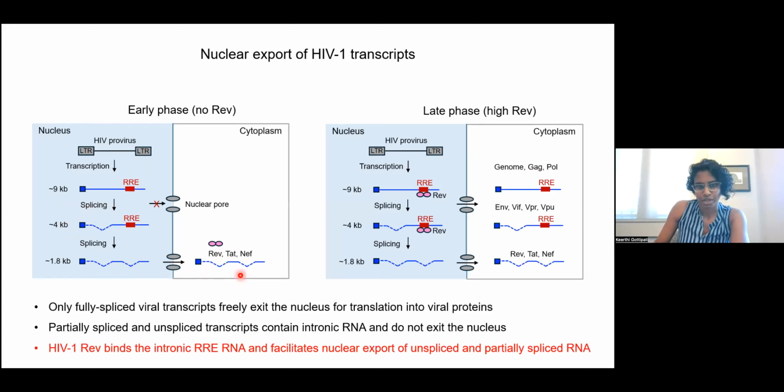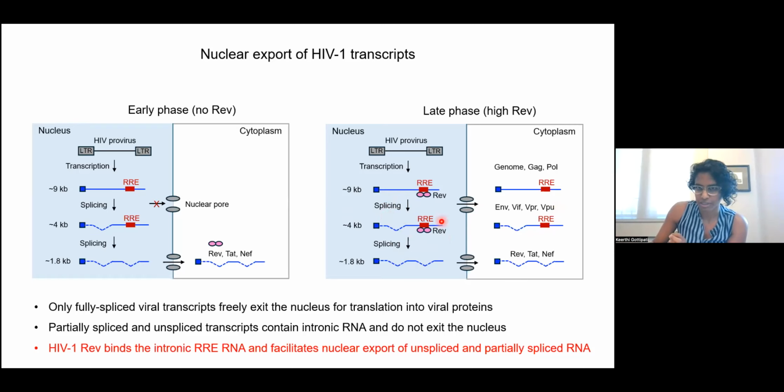Later on, after you have sufficient accumulation of Rev in the cytoplasm, Rev translocates into the nucleus, binds the intronic sequences within the unspliced and partially spliced RNAs, and is able to translocate these RNA transcripts into the cytoplasm. At that point, the RNA is translated, and you have the expression of viral assembly proteins, the Gag protein, and then viral polymerase.